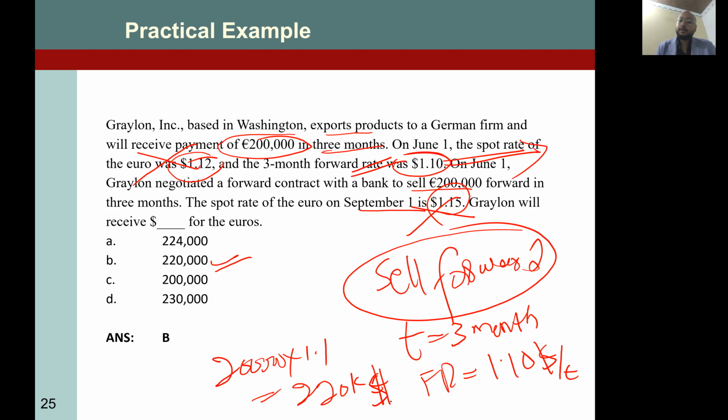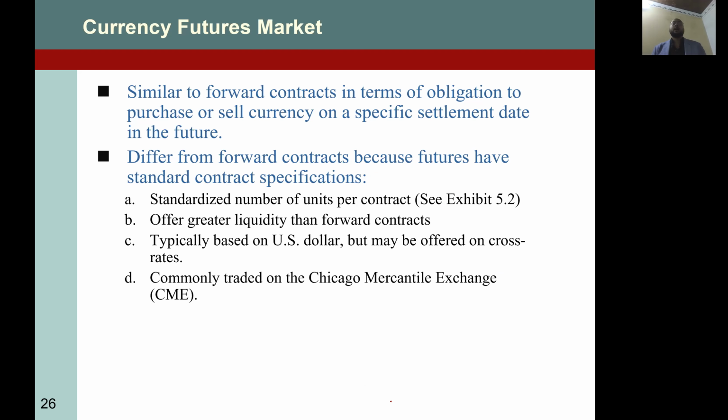Right, guys? Well done. So now, currency futures market. There is a small difference between forward and future. Futures are similar to forward contracts in their obligations to purchase and sell currency on a specified settlement date. The difference is that futures are more standardized.